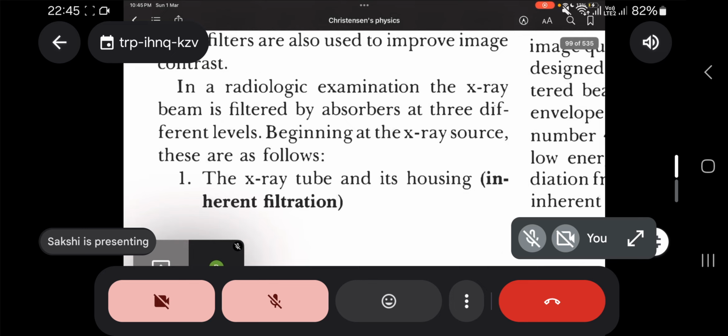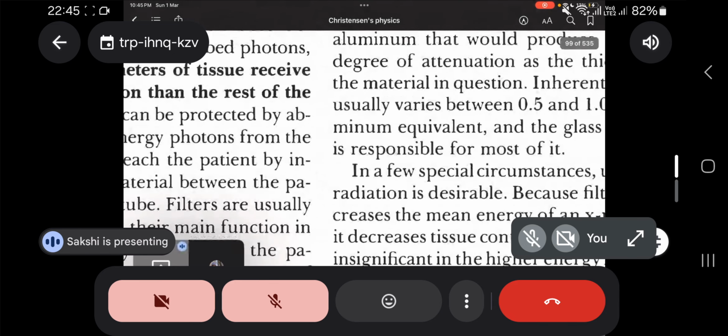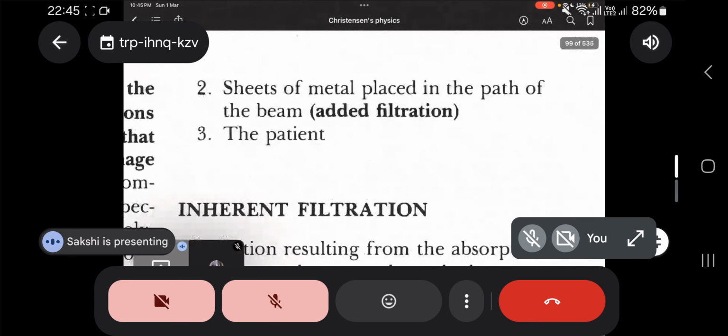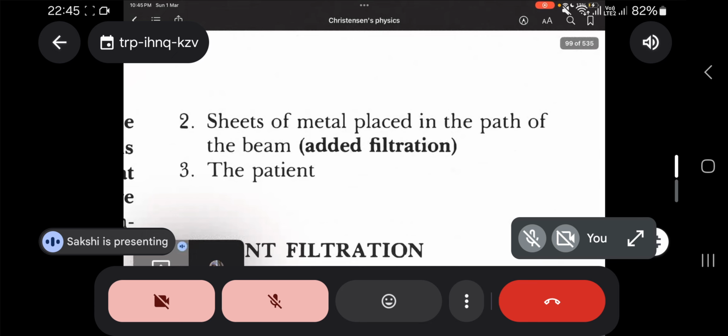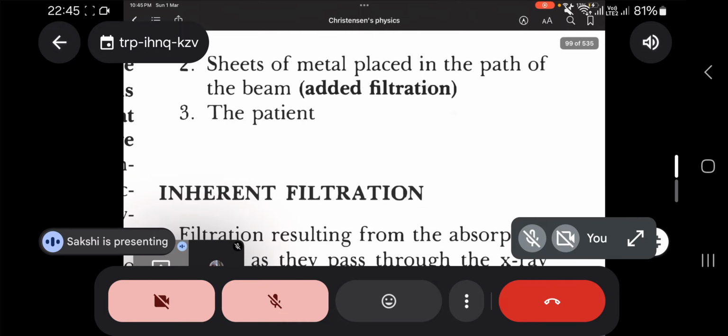Aluminium. Inherent filtration, right? It's the glass tube housing, and maybe a metal ceramic tube also. So the tube housing will be composed of this. Next is sheets of metal placed in the path of the beam. That is added filtration. We will talk about what kind of material we are using.